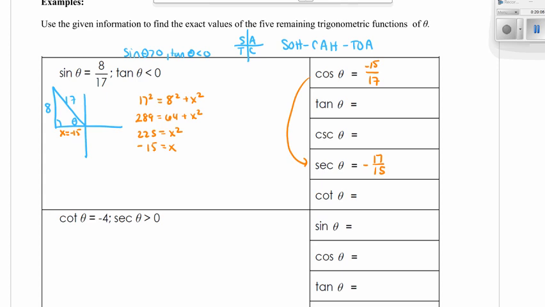The tangent is equal to the opposite over the adjacent, so 8 over negative 15. And that means we know what the cotangent is because those are reciprocals. So cotangent would be negative 15 over 8. And then cosecant is the reciprocal of sine. So if sine is 8 over 17, this is 17 over 8. And that would be all of our trig functions. So the hardest part was just figuring out what quadrant we're going to draw our triangle in, and then also remembering that our x is negative in this quadrant.